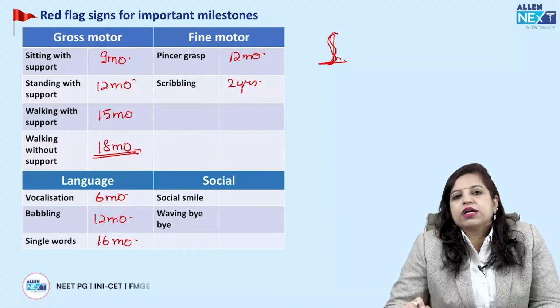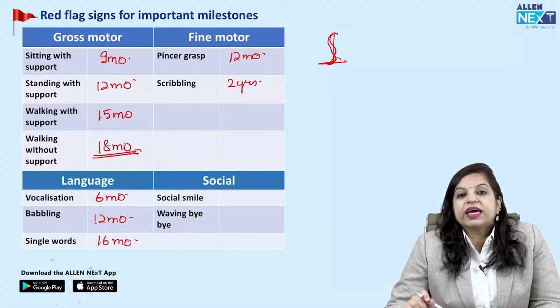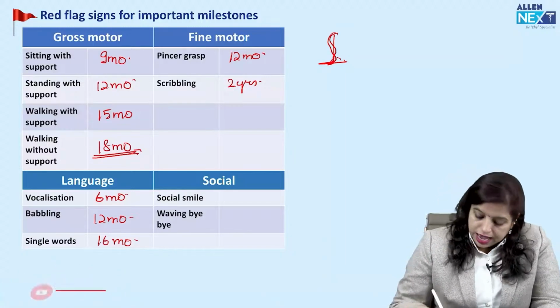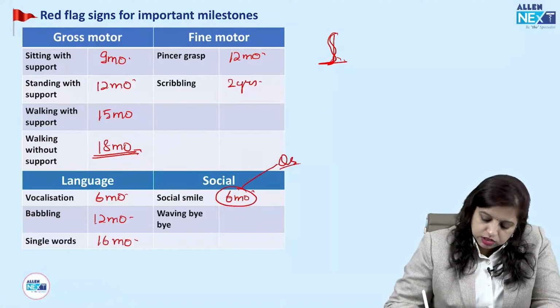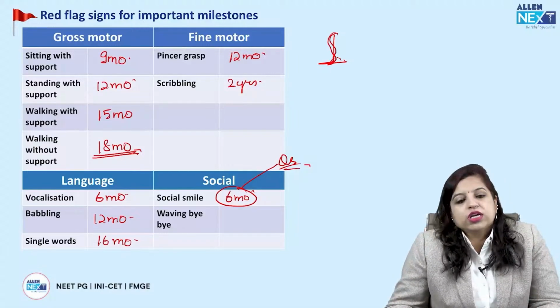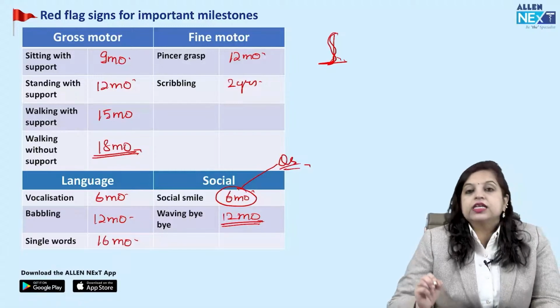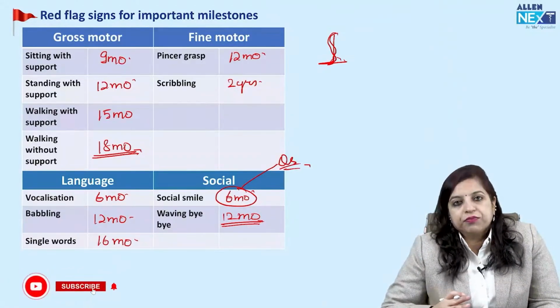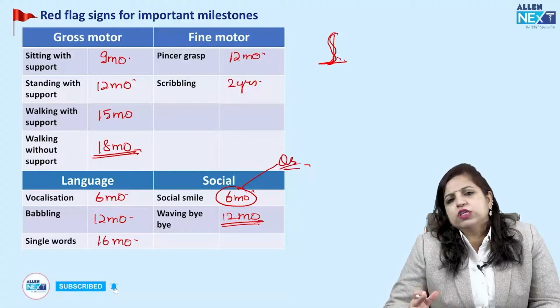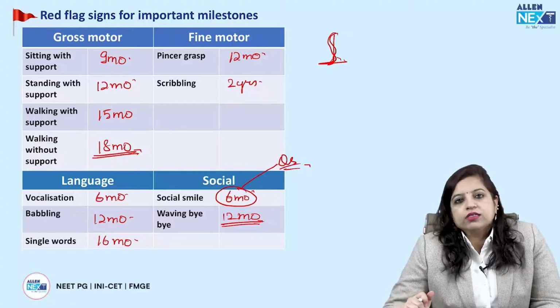A very important milestone which everybody needs to remember, even in their deep sleep, is the appearance of social smile. Usually comes by 8 to 12 weeks of age. If it has not come by 6 months, it's a red flag sign, very commonly asked in your exam. Waving bye-bye usually comes by 9 months, but if the child is not waving bye-bye by 12 months, it's a red flag sign. So you should know the important milestones whose upper limit of normalcy has to be remembered, so that you can answer the questions, right?